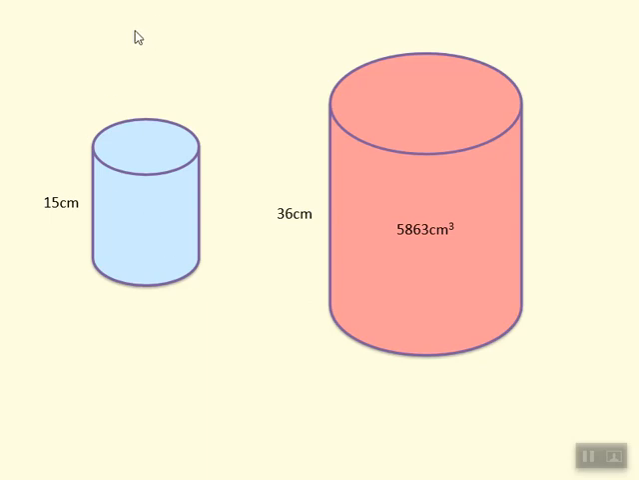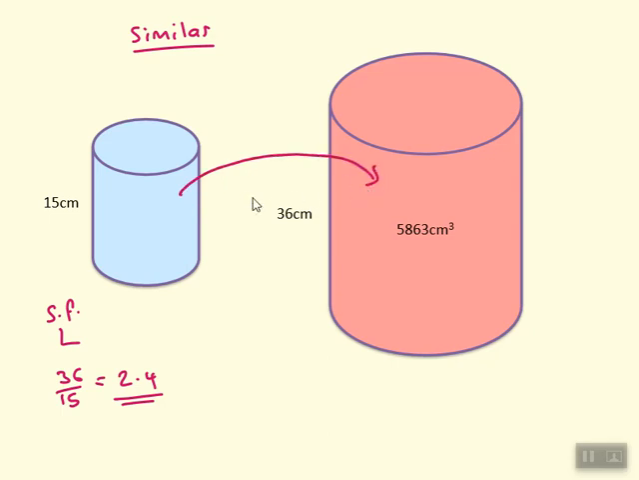Okay, so we have these two cylinders which are similar, I'm telling you that they're similar. So the length scale factor would be 36 divided by 15, which is 2.4. So that is what the lengths were multiplied by. Now remember that 2.4 is to go from the small one to the big one. So the volume of the smaller one would have been multiplied by 2.4 cubed to get the volume of the larger one.